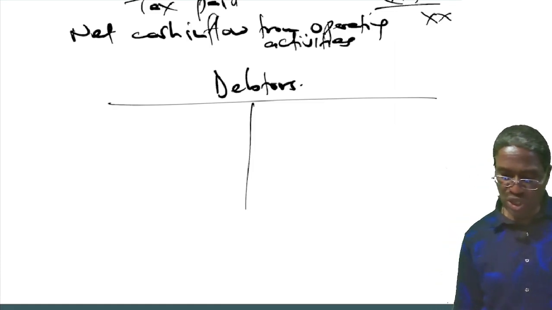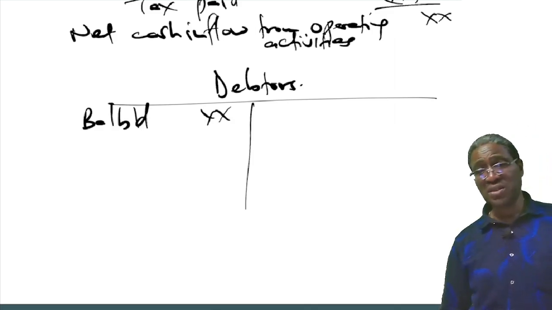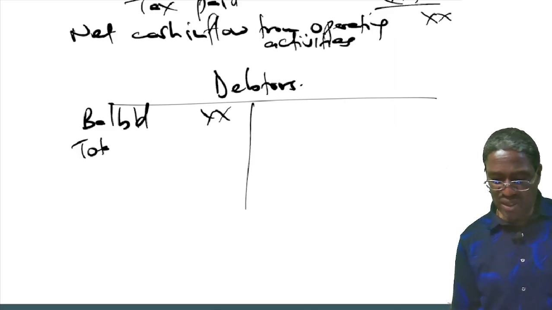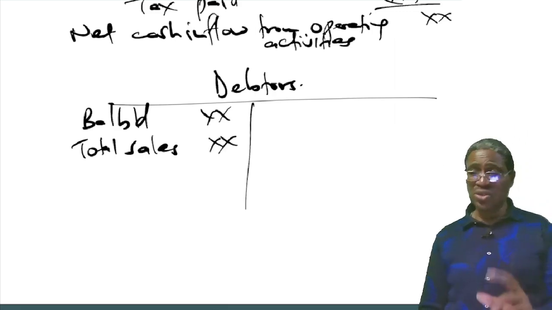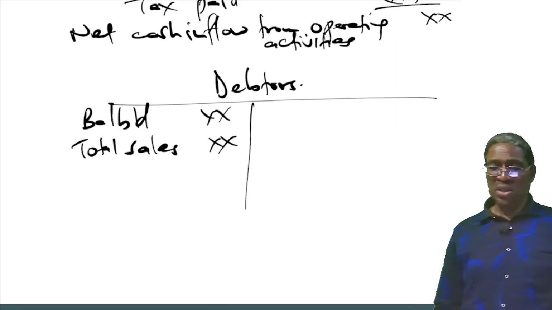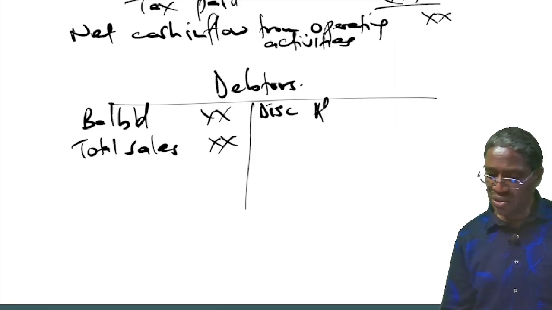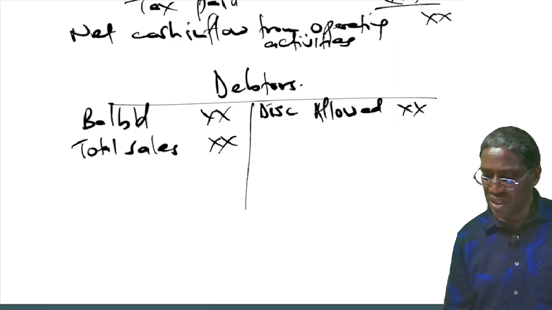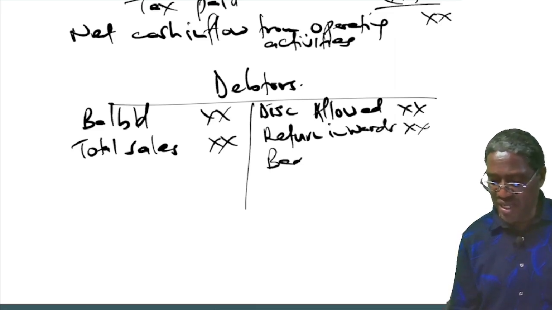I've told you, go to the balance sheet last year, bring down the balance. That's the opening balance. I've told you, come and debit this account with the total sales, not only credit sales, but the total sales. Then I've said, if there is any discount allowed, you credit. If there is any return inwards, you credit. If there is any bad debts, you credit.